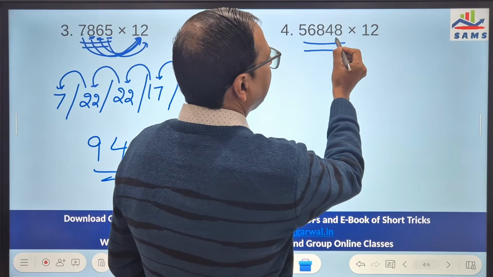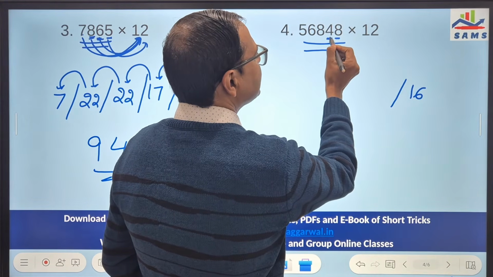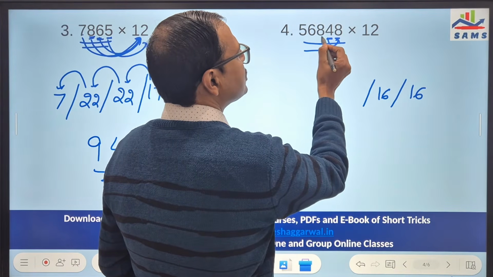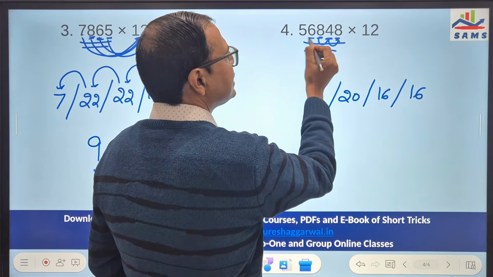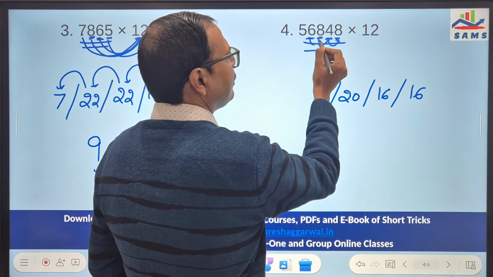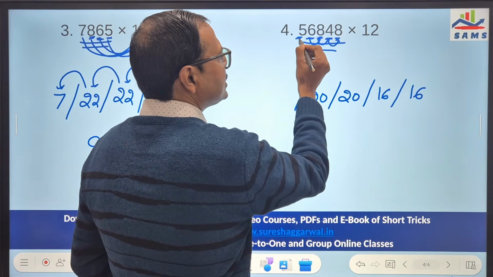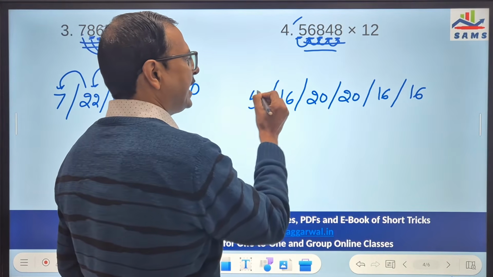Now just keep on doubling. 8 times 2 is 16, 4 times 2 is 8, add the next number 16 again. 8 times 2 is 16 plus 4, 20. Next 6 times 2 is 12 plus 8 is 20 again. 5 times 2 is 10 plus 6, 16, and finally the 5 to be written as it is.